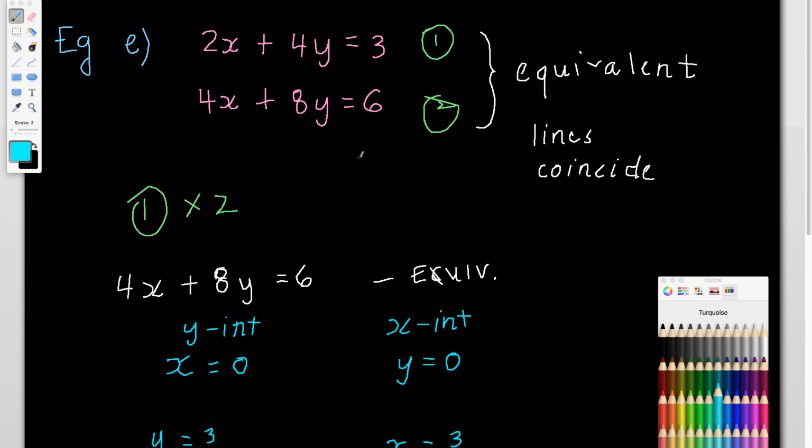I'll end it there because I've gone on for a little bit now. Hopefully that's given you a little bit of an introduction, a bit of a foundation to work with your elimination.